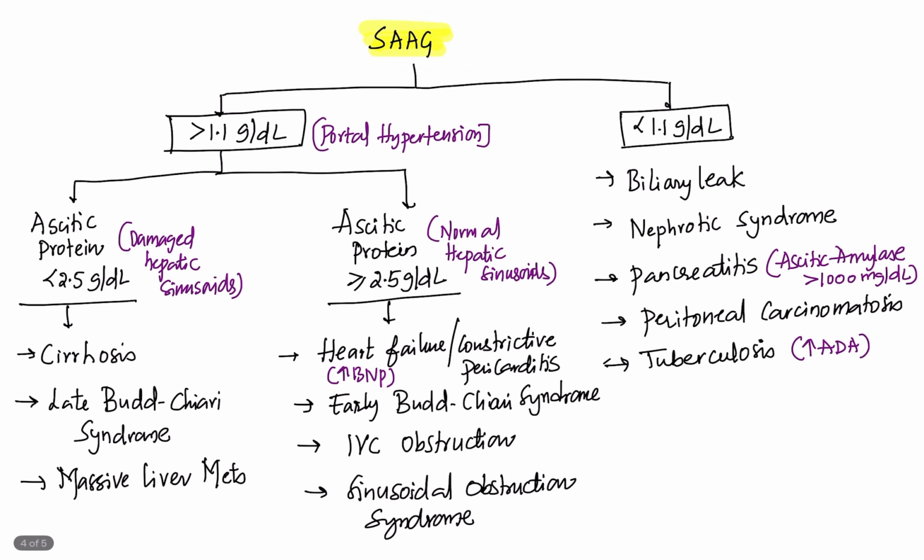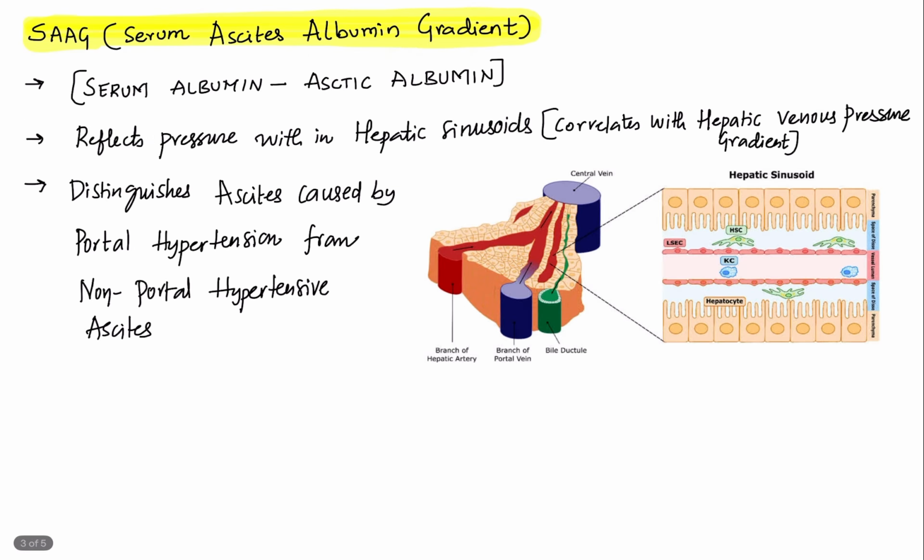Normally it can be either more than 1.1 gram per deciliter or less than 1.1 gram per deciliter. We'll come back to this. The value that you need to remember is 1.1. SAAG, AA means 1.1. If it is more, if it is less, what is the difference? We'll come back to that. But you have to remember that SAAG means 1.1. The value to remember is 1.1.